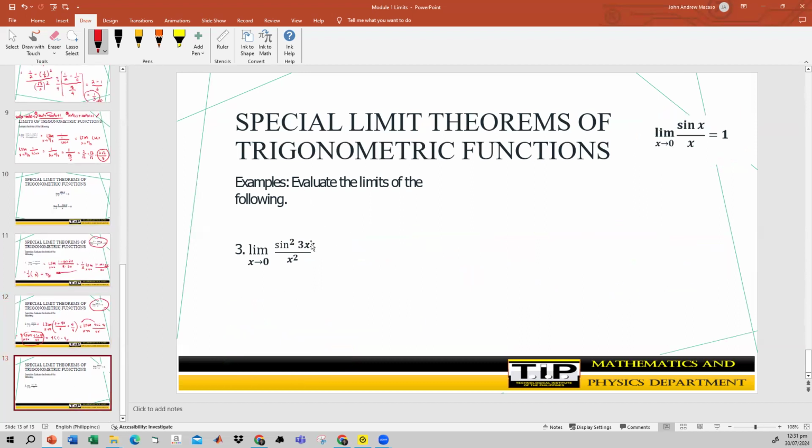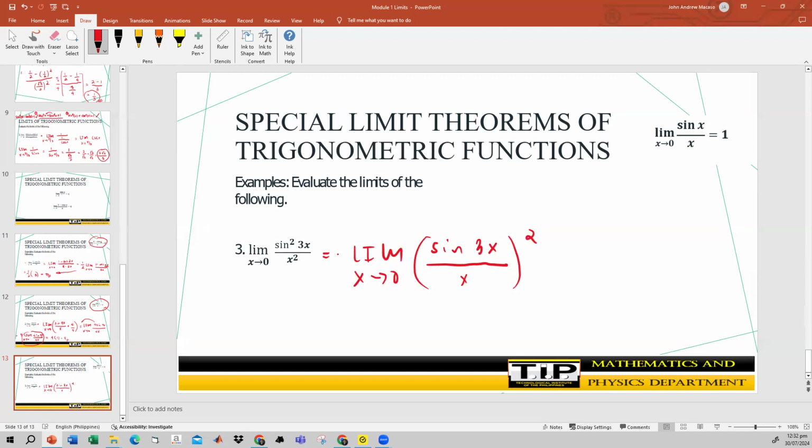Okay, then lastly, what if we have this example wherein we have the limit of sine squared 3x over x squared as x approaches 0. In that case, what we will do here, class, is rewrite this, since we can't apply the first theorem right away. Since both the numerator and denominator are being squared, we can just factor out the square. So this will become sine 3x over x, then we will write the square here, and x approaches 0.